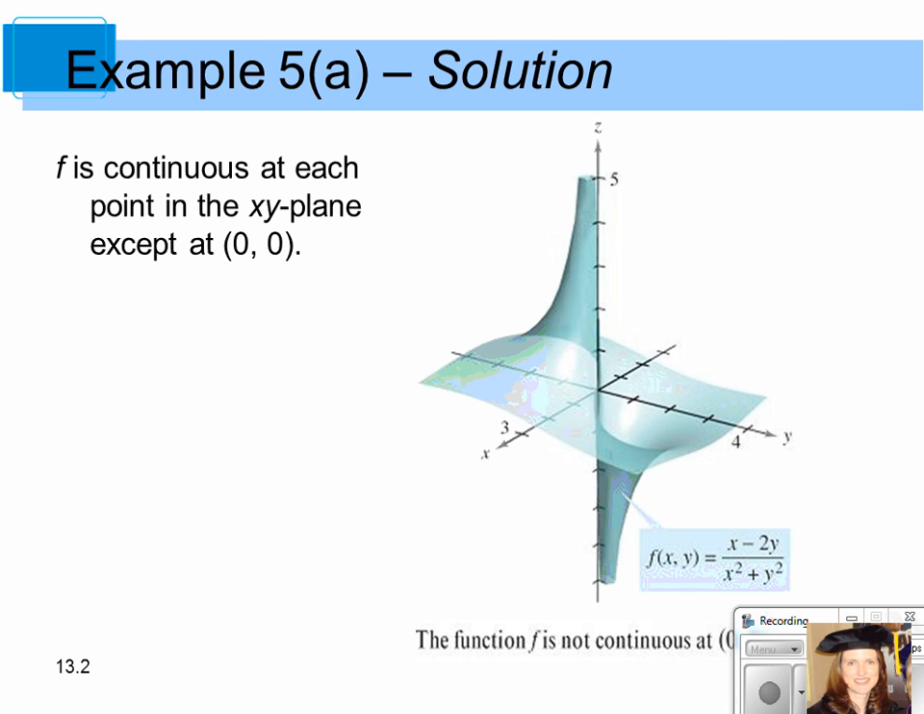This is a graph of the first one, part A. f is continuous at each point in the plane except at the point (0, 0). Again, this problem was (x - 2y)/(x² + y²). x² + y² cannot equal 0. So the graph depicts this asymptotic behavior as you approach (0, 0).